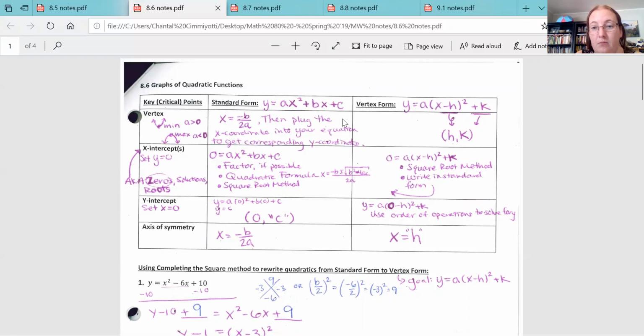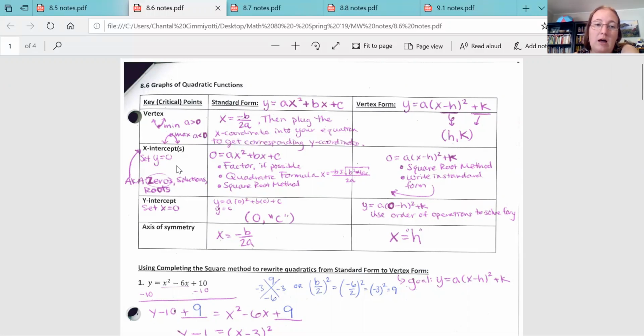So your X is found that way, your Y is found by plugging it in and finding the Y that goes with it. When it's in vertex form, it's just that H, K: the opposite of what's showing next to the X in the parentheses before it's squared, and then keep the K, whatever is being added or subtracted, just the way it is. So this is kind of a nice summary about the two different forms and how to handle some of the key points. Vertex is very important for graphing, but also just in general, because we want to see that place where it is at its max or min in real life oftentimes.